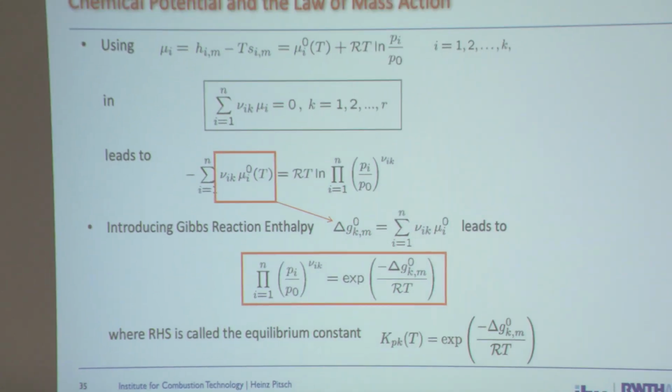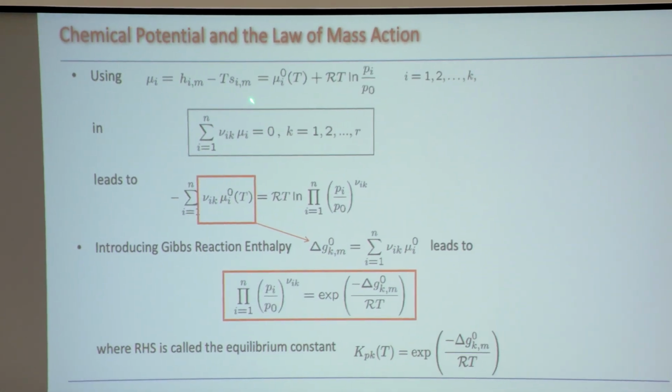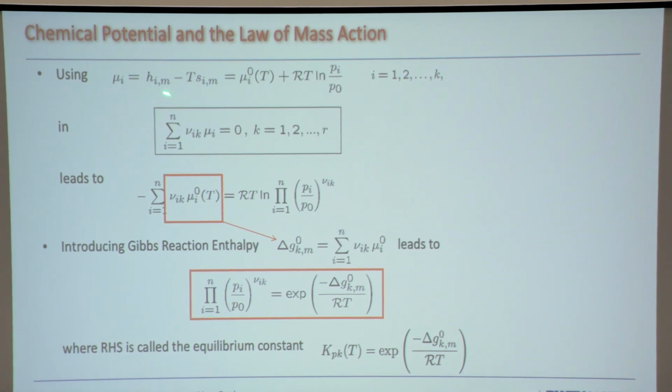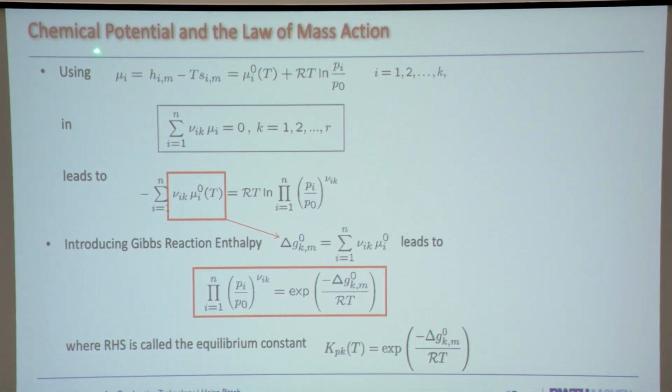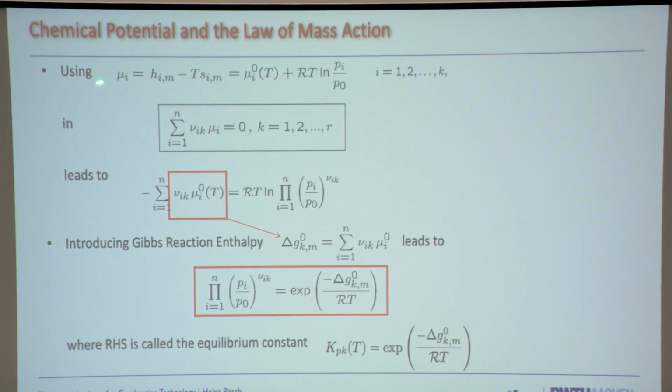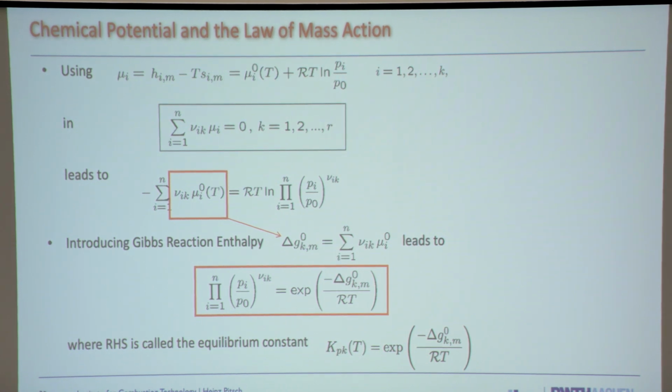I rewrote this a little bit. I didn't like the way it was written. So we have the chemical potential, which is equal to the partial molar Gibbs free energy. It has a temperature dependent part and a pressure dependent part. This was the condition for equilibrium.